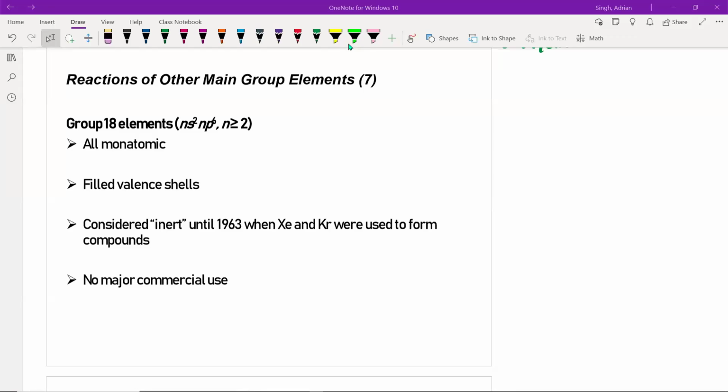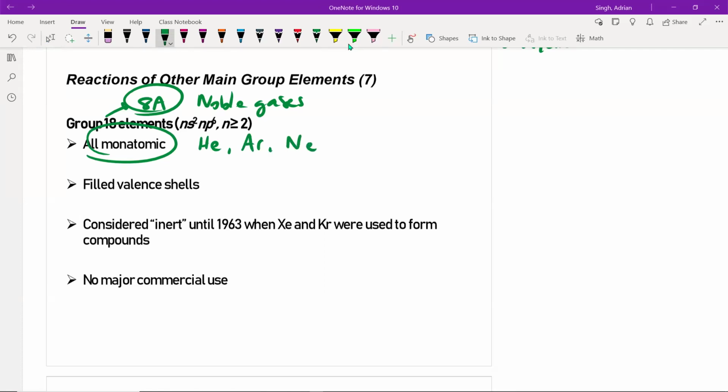So the last group on the periodic table, on the right side, is group 18, which corresponds to the group 8A elements. These are the noble gases. Okay, they all have 8 valence electrons with the exception of helium, which only has 2. These all occur as monoatomic elements. So for instance, we have just He, just Ar, just Ne, etc., just Xe.